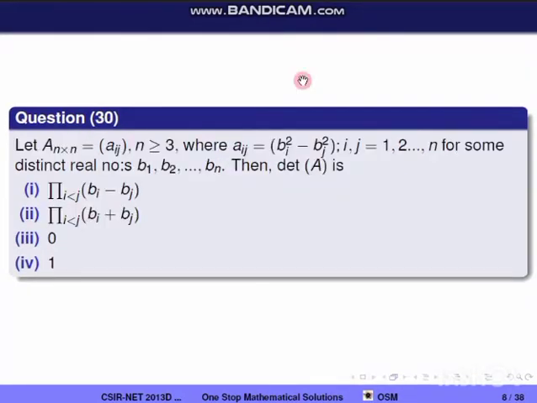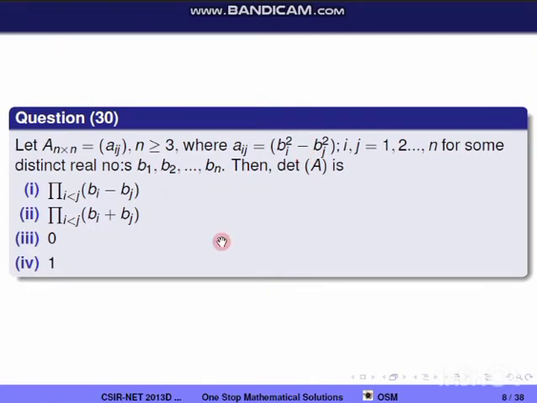Next question, question 30. Let A, n cross n, be equal to Aij, n greater than or equal to 3, where Aij is equal to bi square minus bj square, for i, j equal to 1 up to n, for some distinct real numbers b1, b2, up to bn. Then determinant A is. So we are defined an n cross n matrix here, and each element is defined by this equation. Then we have to find its determinant.